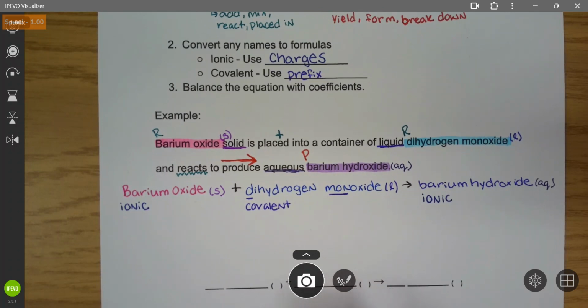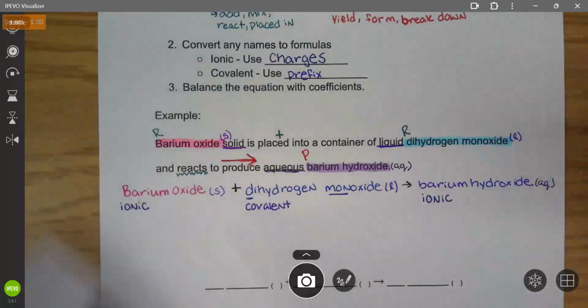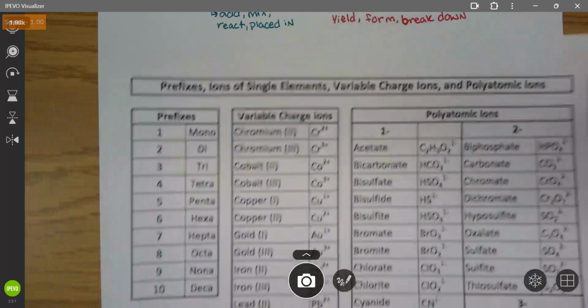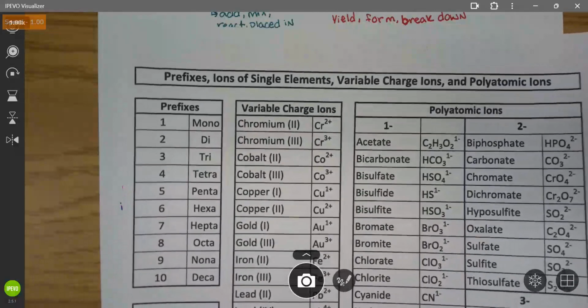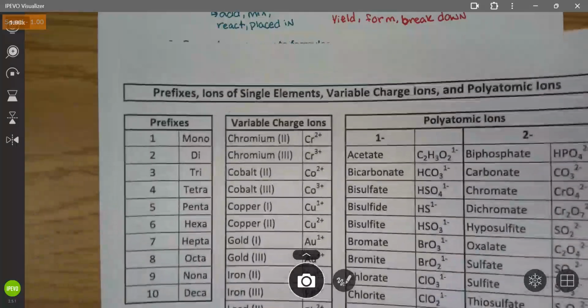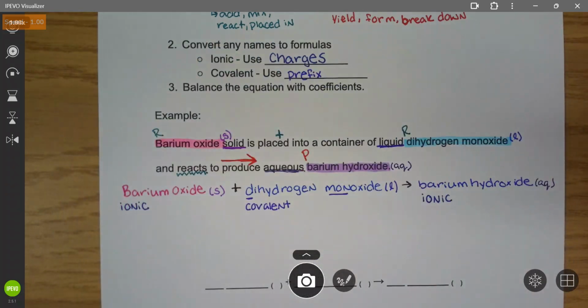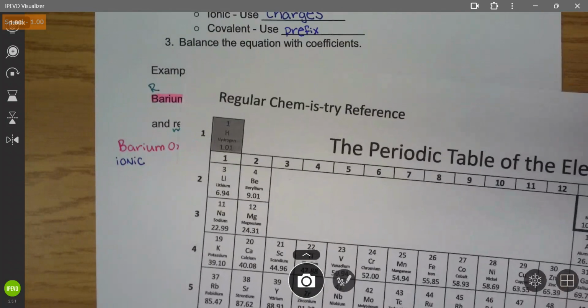So now we have to actually look up, what are the charges of this element? This is where you're going to need to bring back your periodic table. Specifically, I would have one that has your list of polyatomic ions and our prefixes list. That way we can look up what these charges are and what the prefixes mean without having to have things memorized from the past. So I'm going to start here with just looking up barium first.